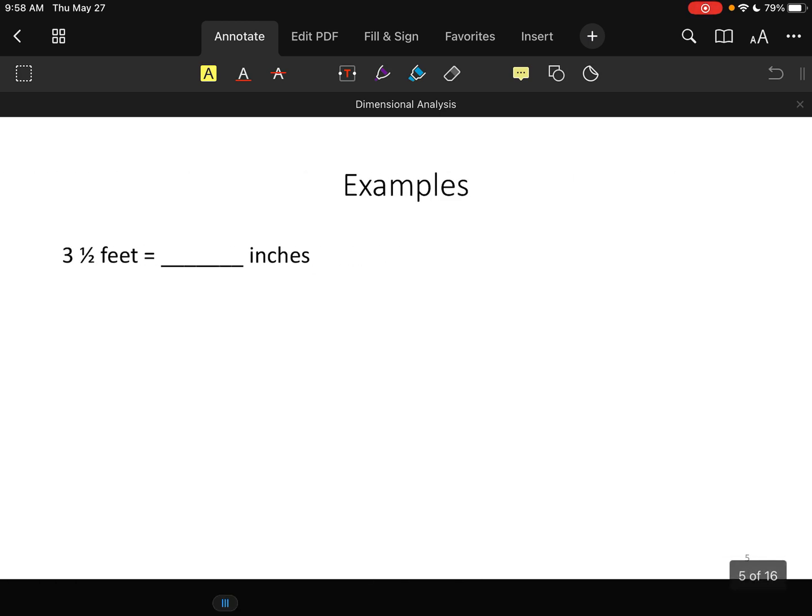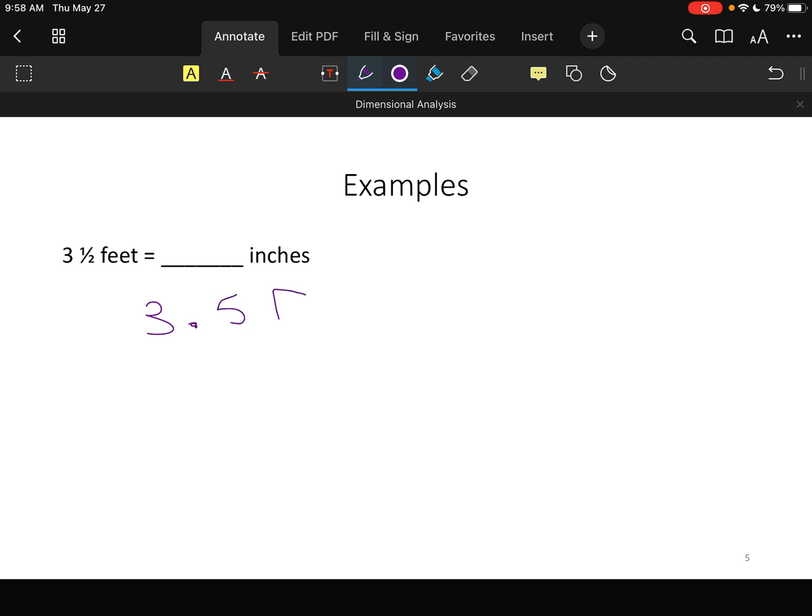3.5 feet. We want to go to inches. So the first thing I'm going to do is make that 3.5 feet a decimal, and put the units, feet. Now with the factor label, we're going to go times. I like to go ahead and set my fraction up. I want to get rid of feet, so I'm going to put 1 foot as my denominator. And we know that 1 foot is 12 inches.